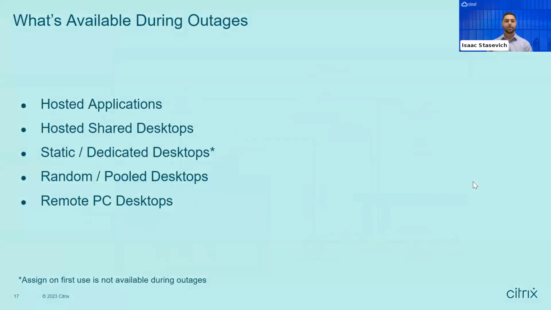So we talked a little bit about some of those grayed out resources. Talking about what is available during outages: any of your applications, any hosted shared desktops, so that's desktops hosted on server multi-session operating systems, any static or dedicated desktops, as well as pooled desktops and remote PCs. The one star that we have there is that if you have a pool of persistent desktops that aren't assigned to end users yet, those are not available. So assign on first use is not available during an outage. Pretty much all of your other apps and desktops use cases are supported.